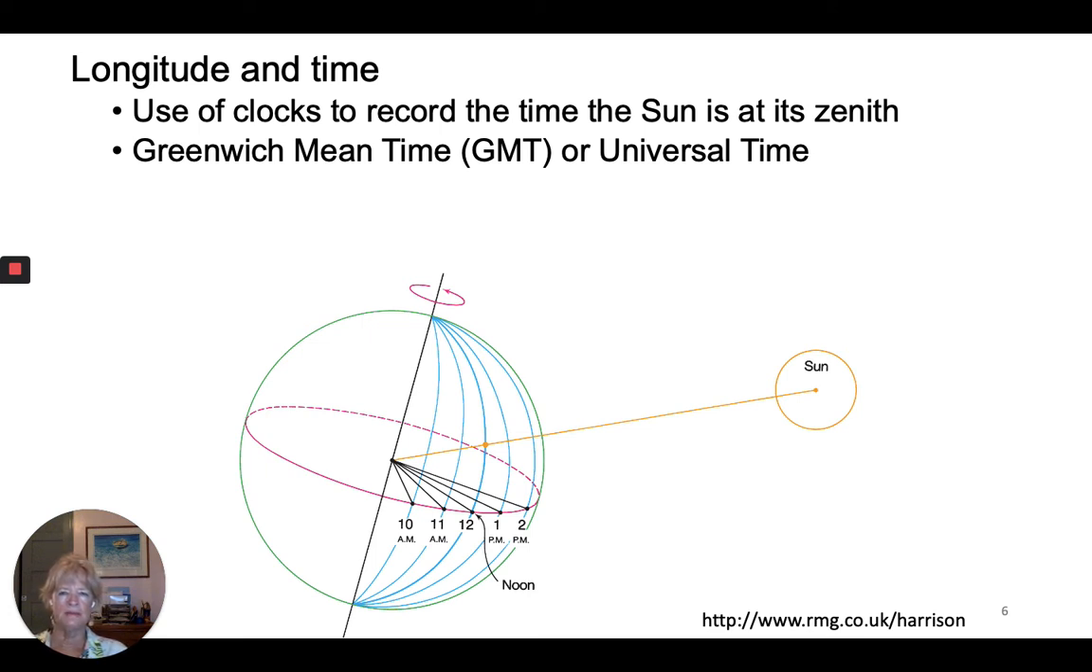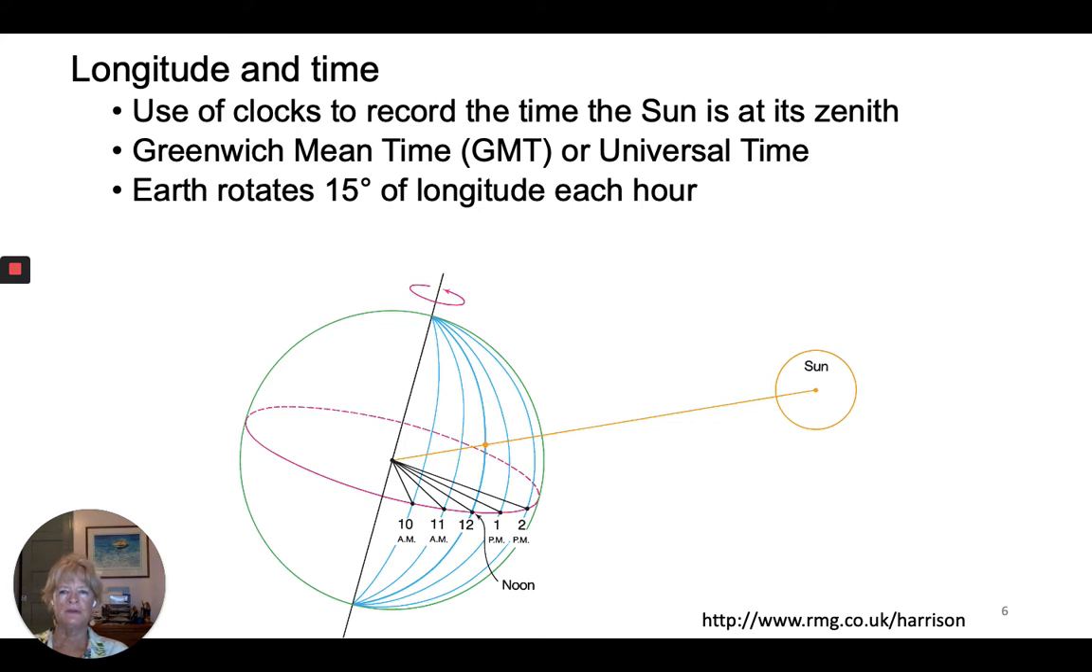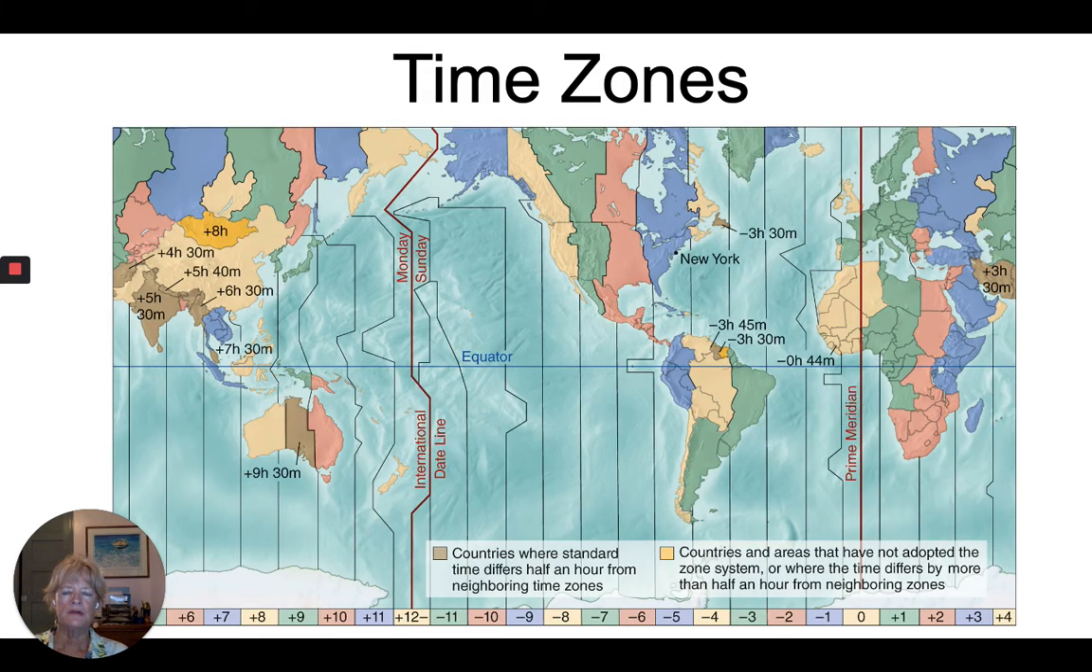Greenwich Mean Time, or the prime meridian, is also called universal time, which is what everything is based on. And the Earth rotates 15 degrees of longitude each hour. So 15 degrees of that 360-degree circle each hour. So that's why we have time zones. So each time zone is 1 hour, which is 15 degrees of the Earth.